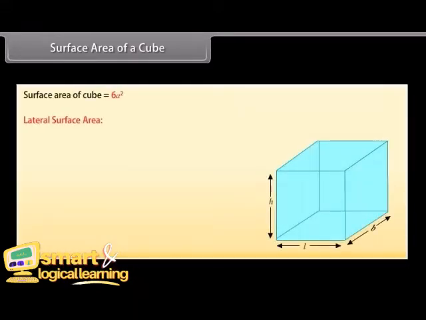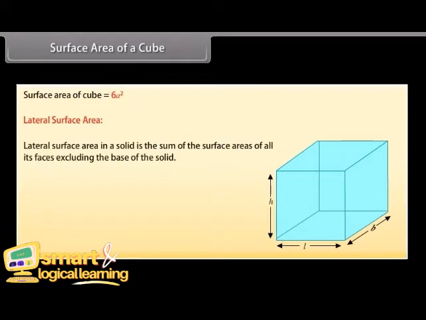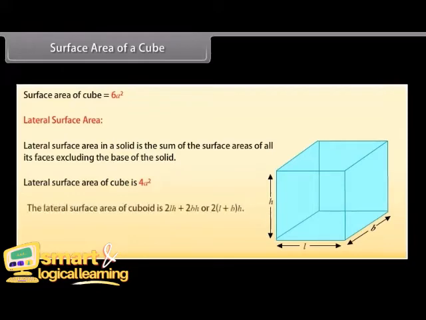Lateral surface area. Lateral surface area in a solid is the sum of the surface areas of all its faces excluding the base of the solid. Lateral surface area of a cube is 4a², and the lateral surface area of a cuboid is 2lh plus 2bh, or 2(l + b) into h.